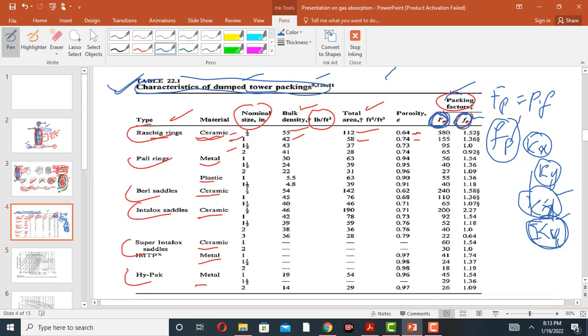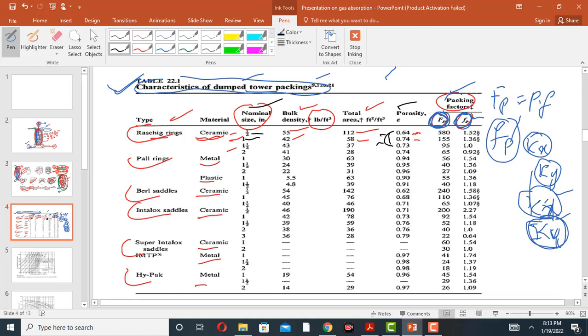So from this table we also conclude that as the size of the packing material increases, the porosity increases. For example, the size was half inch, porosity was 0.6. When the size of the Raschig ring became 1 inch, then the porosity increased to 0.74. So as the size increases, the porosity increases.